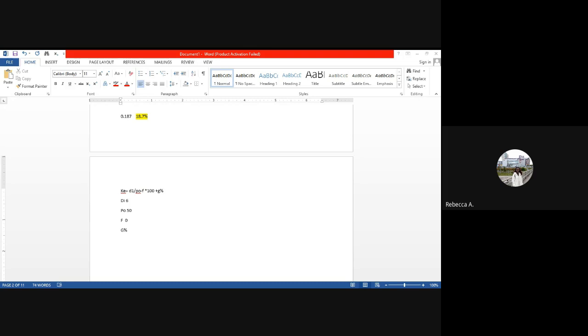Anybody who has the growth rate? 15%. So we now have all the values we can substitute. D1, which is 6, divided by 50 minus 0, then we multiply by 100, and then we add 15%. You can use your calculator and give me the figure.